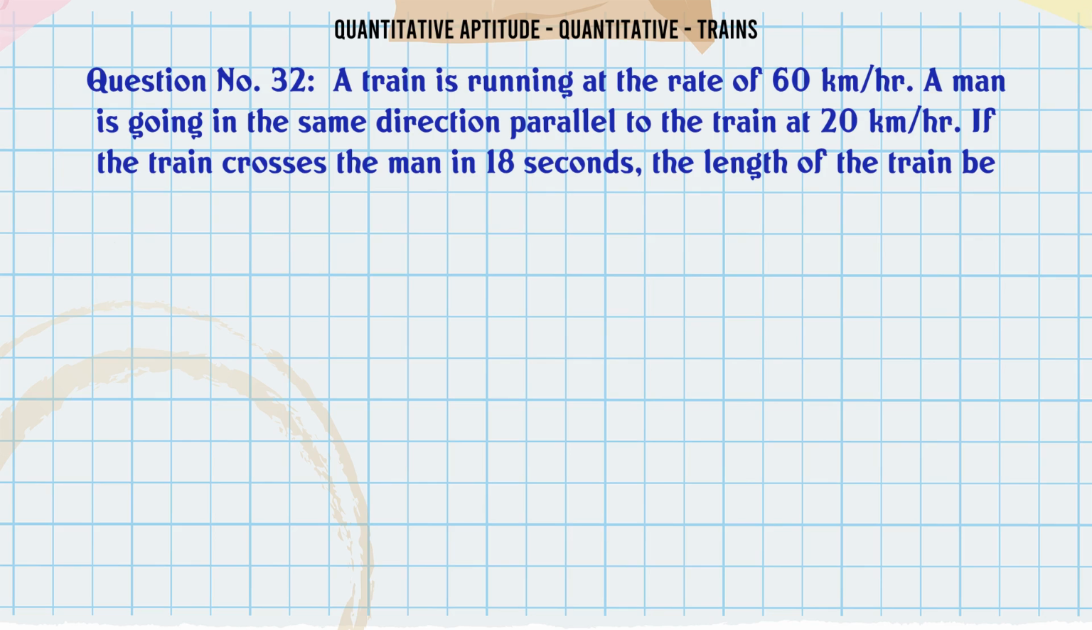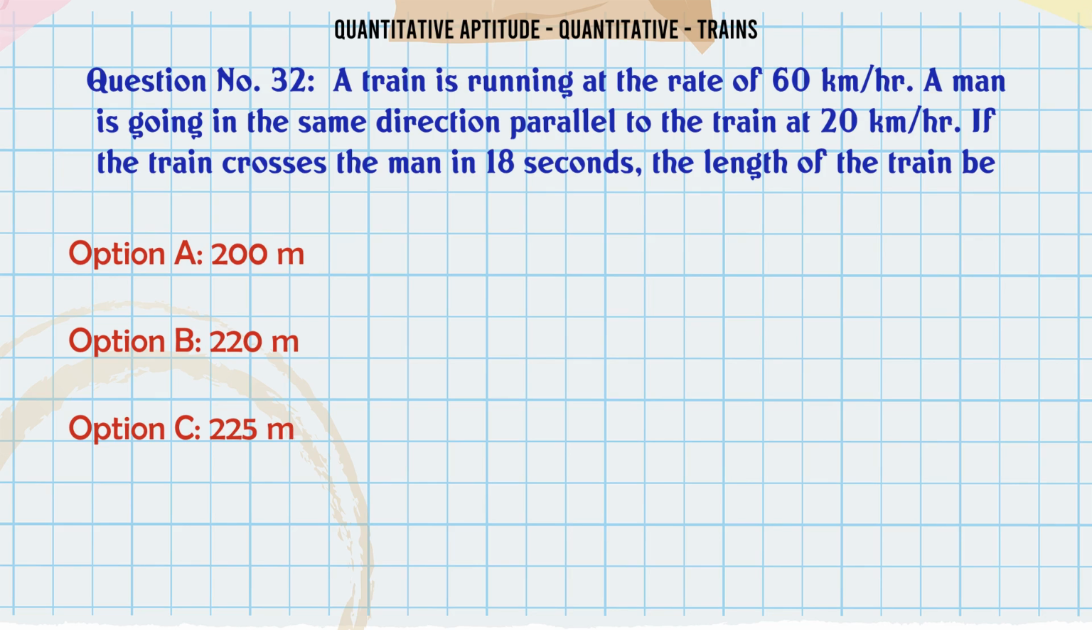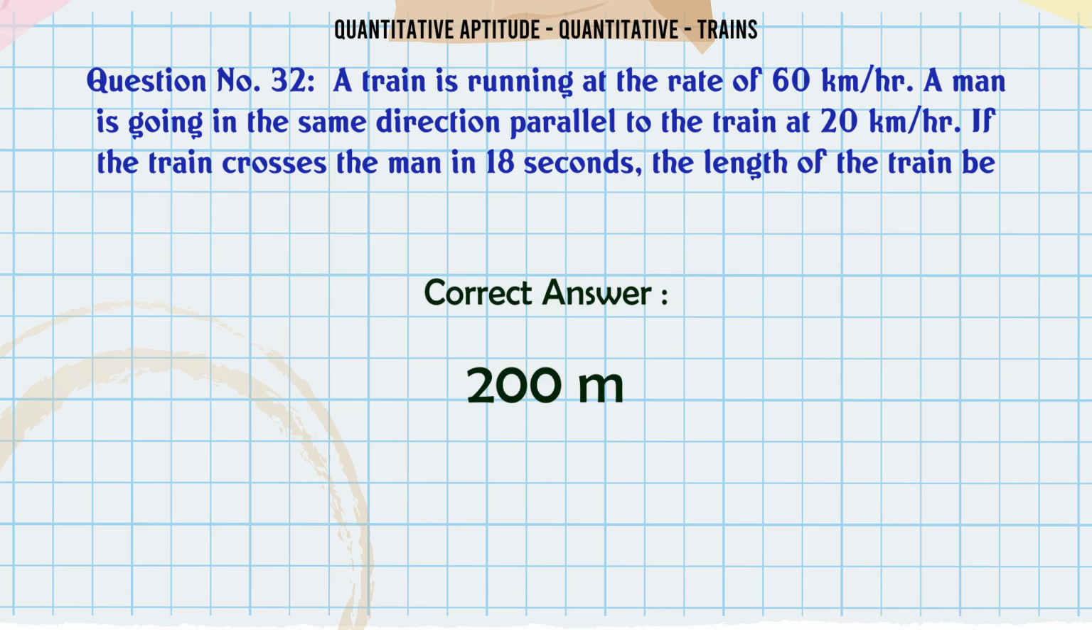A train is running at the rate of 60 km/h. A man is going in the same direction parallel to the train at 20 km/h. If the train crosses the man in 18 seconds, the length of the train is A 200 m, B 220 m, C 225 m, D 245 m. The correct answer is 200 m.